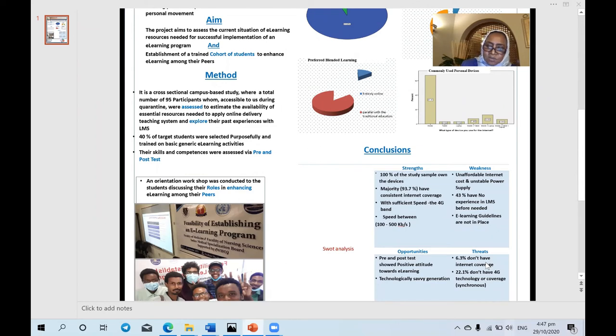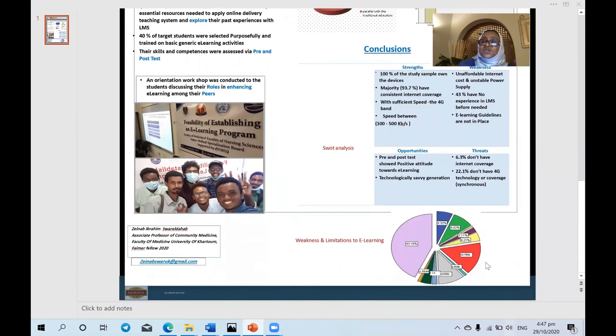The opportunities that might support the program are positive attitudes towards e-learning, a technology-savvy generation, and the support or partnership with the WHO. The threats are that 6% of them do not have internet coverage and 22% do not have 4G technology, which might be needed in synchronous teaching. And all of these are considered to be affecting the equity value of medical education.